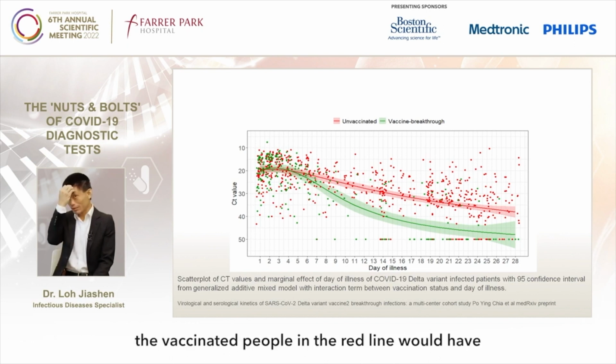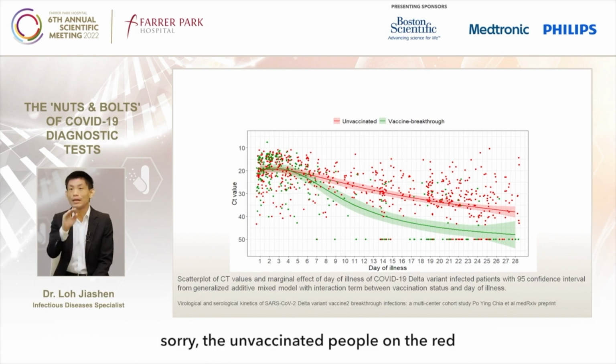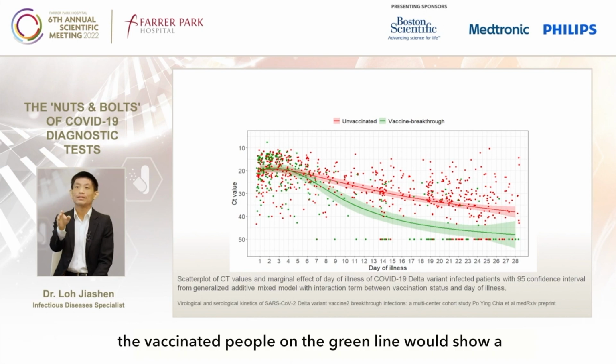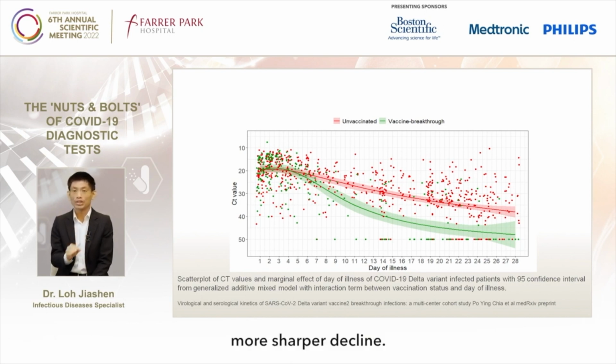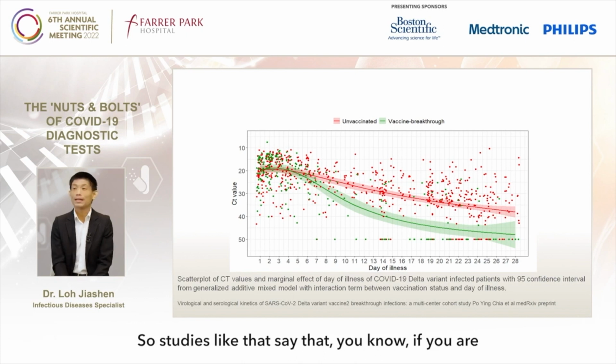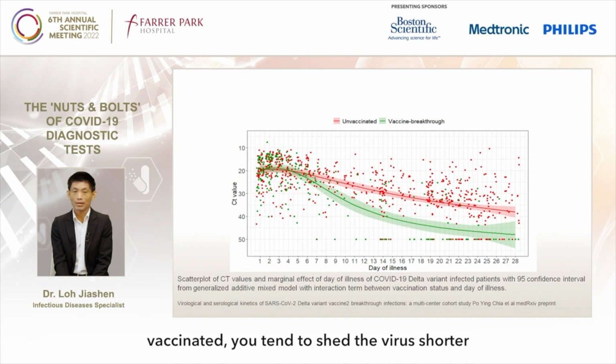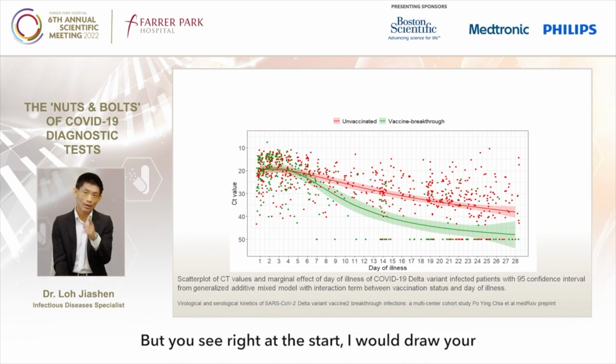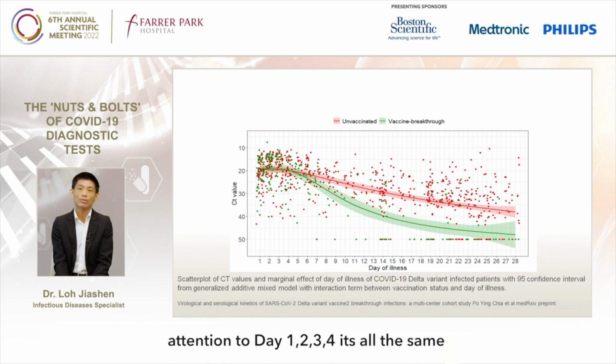We can see the unvaccinated people on the red line will show a very gentle decline, while the vaccinated people in the green line will show a more sharper decline. So studies like that say that, if you're vaccinated, you tend to shed the virus shorter, and you shed less virus. But you see, right at the start, I would draw your attention to day 1, 2, 3, 4.